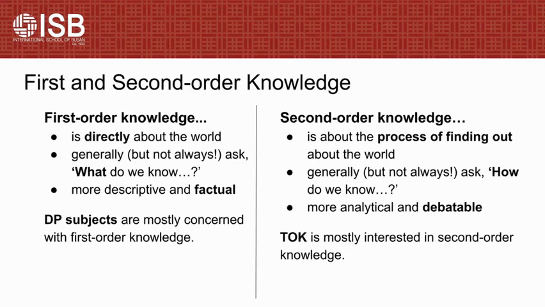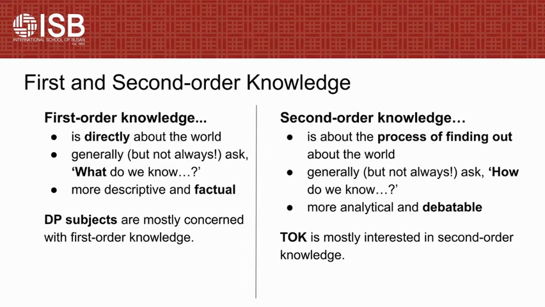The first place I'd like to start to help you understand TOK and the difference between individual subjects and TOK is to look at the types of questions they asked. First order questions are about the subject, as shown in the left-hand column. They generally asked, what do we know? Theories, dates, names, formulas, parts of a cell, etc. DP subjects are mostly concerned with first-order knowledge questions.